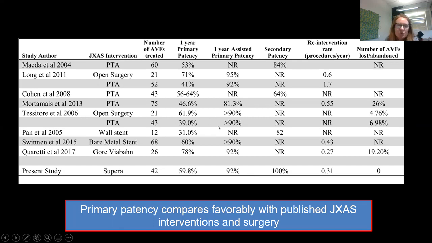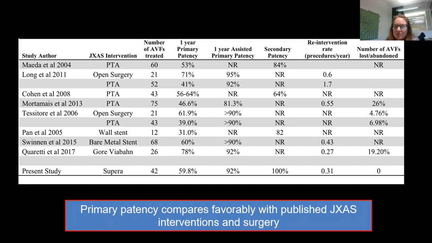There's different ways of talking about the patency: primary, assisted, and secondary, which basically is to do with how long the intervention lasts before you need another intervention. Secondary means that you had to abandon the vascular access altogether and make another one, or fix it in some completely different way. And you can see that the secondary patency is 100%.